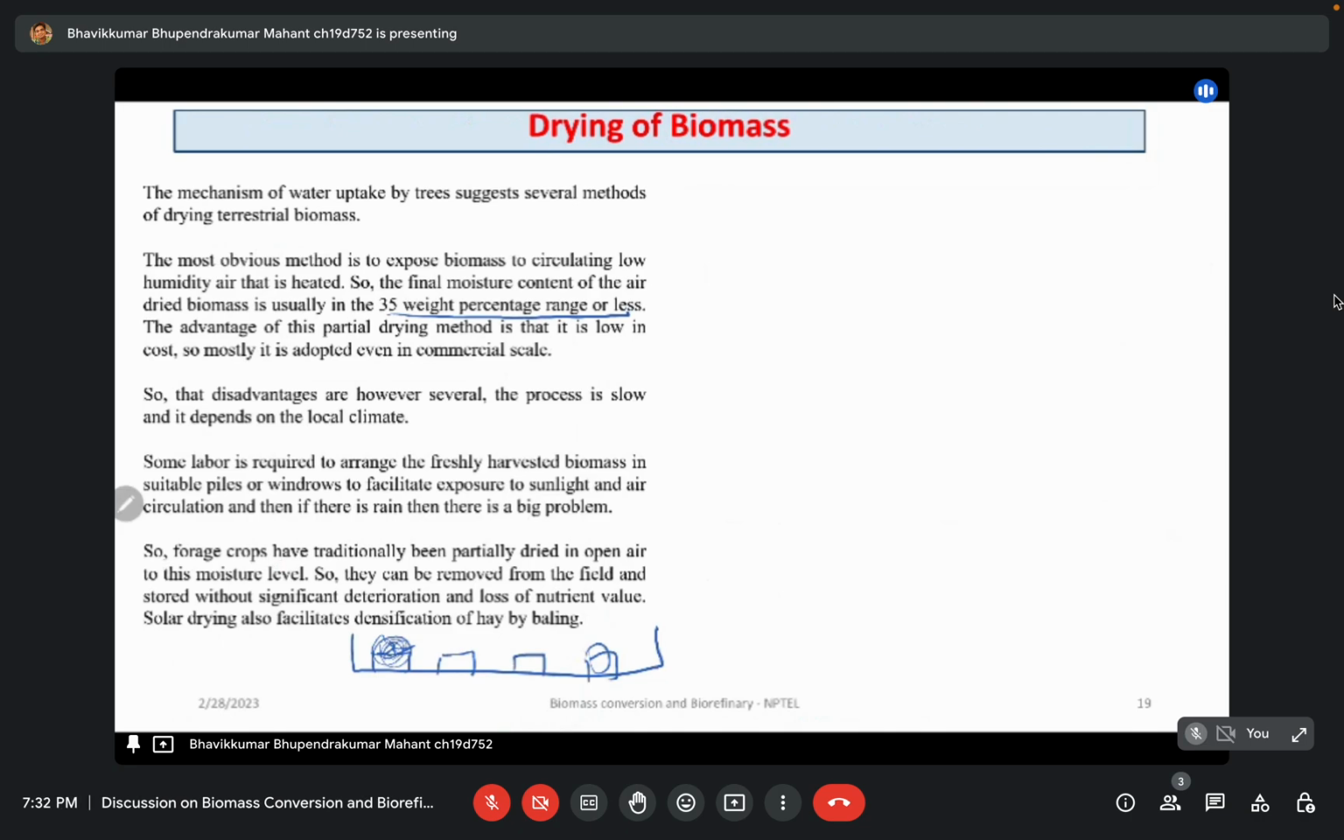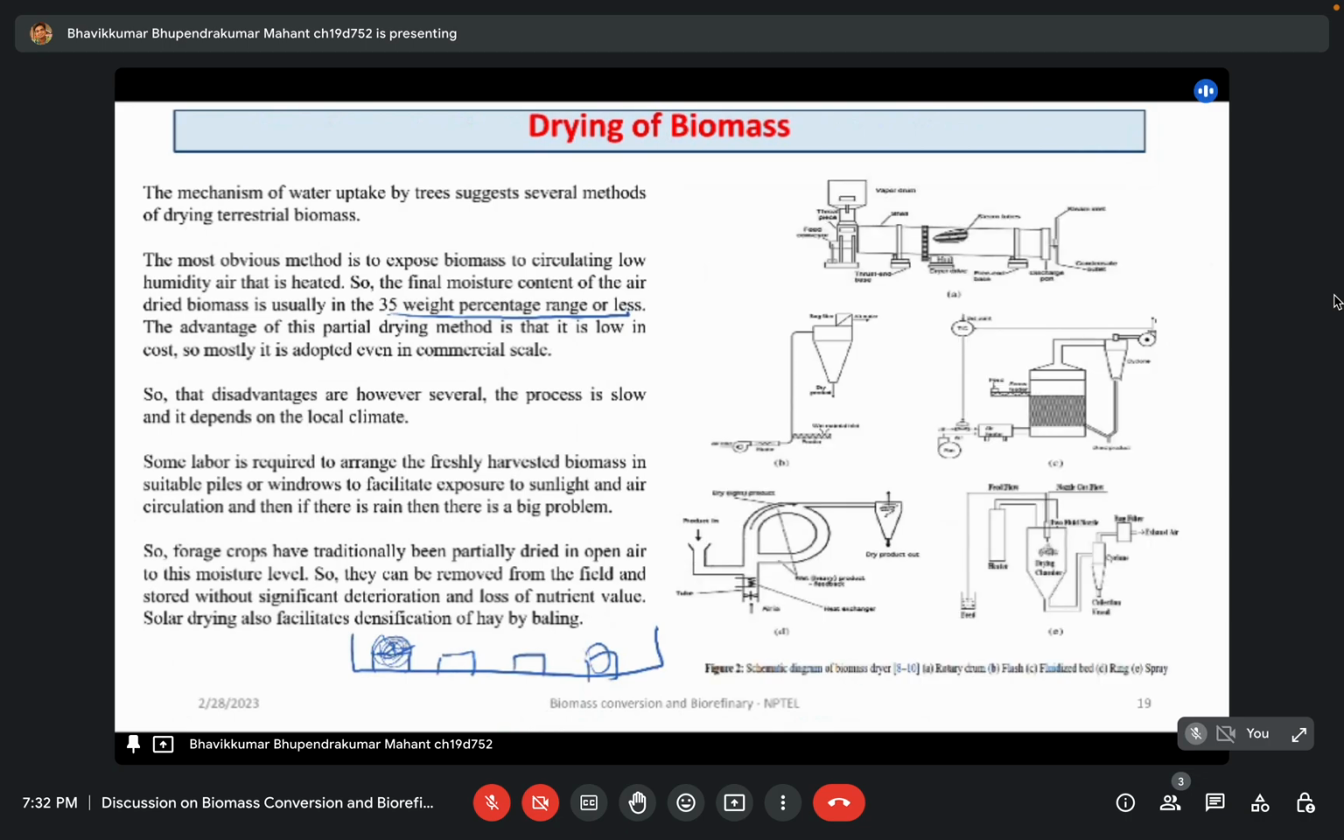Forage crops have traditionally been partially dried in open air to a moisture level where they can be removed from the field and stored without significant deterioration or loss of nutrient value. This also facilitates densification of hay by baling. We'll go through densification in the next slides.